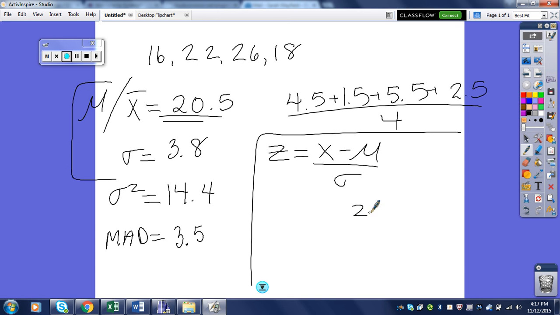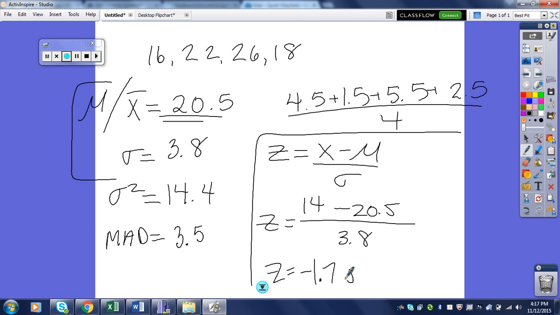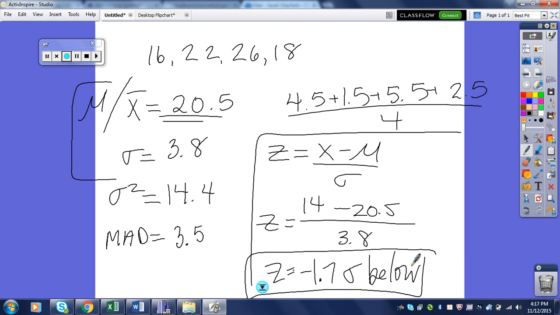So my mean is 20.5. Standard deviation is 3.8. X is 14. That equals z. So in my calculator, 14 minus 20.5 divided by 3.8. Z equals negative 1.7 standard deviations below. You have to include the negative. You have to include the word below. What does below mean? It means it's below the mean. On a bell curve, here's x bar. It's about 1.7 standard deviations from the mean.